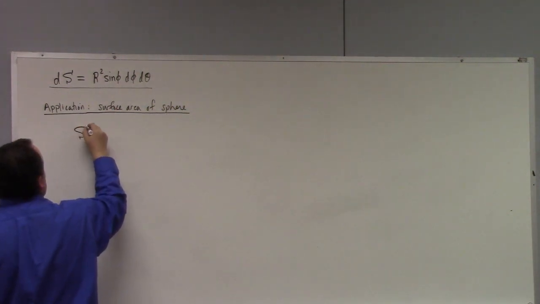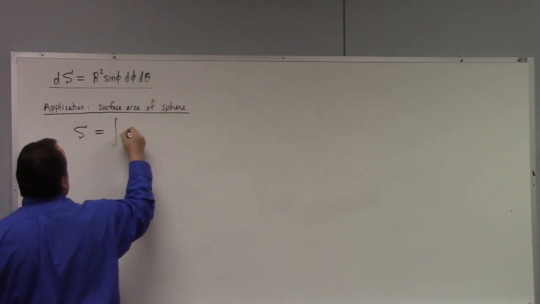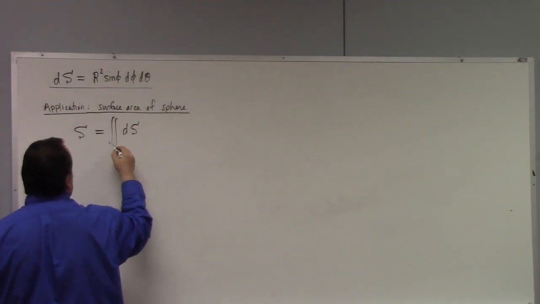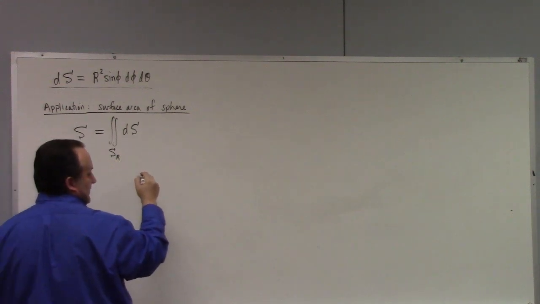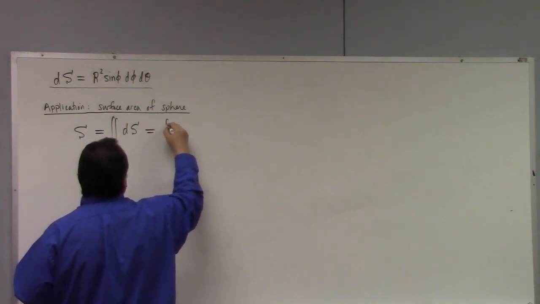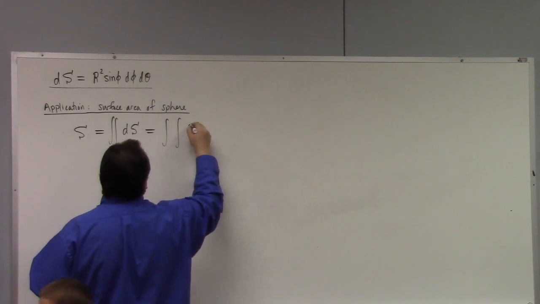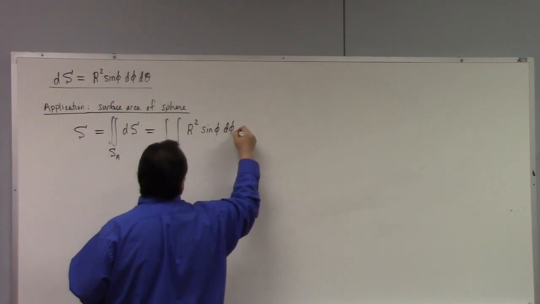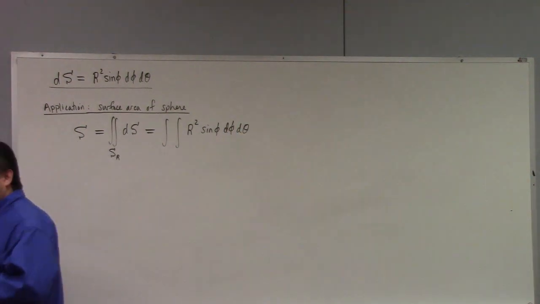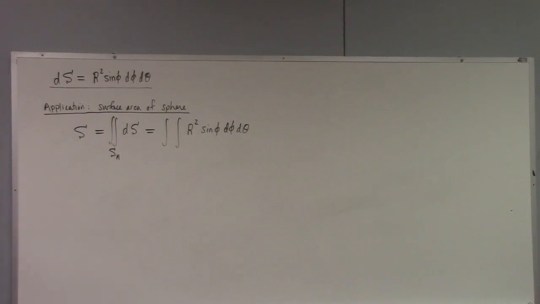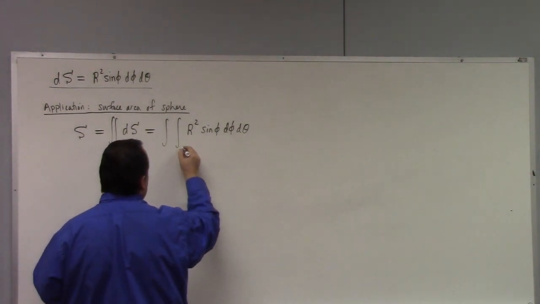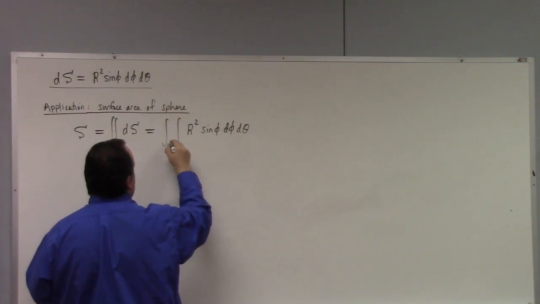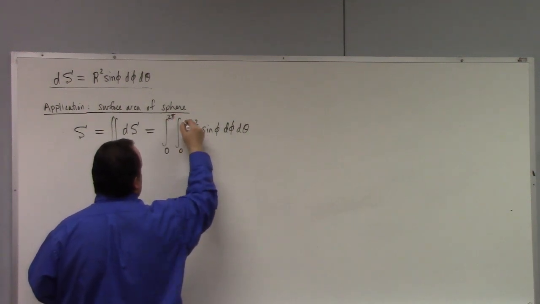The surface area of the sphere would be the integral of the little ds's, adding them up over the sphere of radius r. So that is the integral of r squared sine phi d phi d theta. What should I let my parameters range over if we want the whole sphere? Theta is 0 to 2 pi, and phi is 0 to pi.